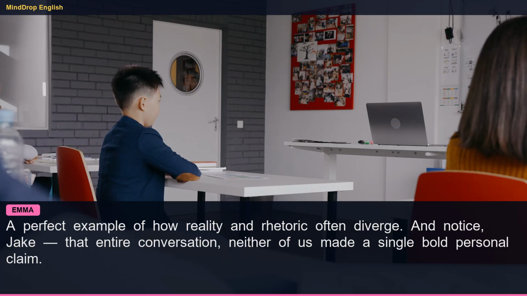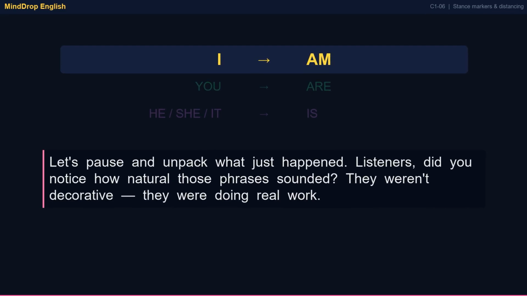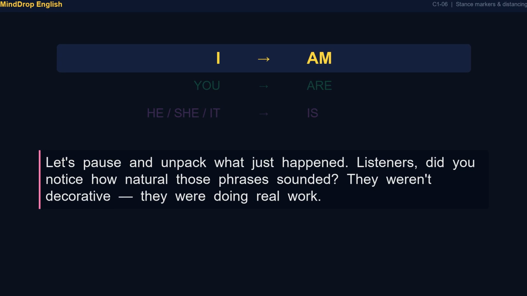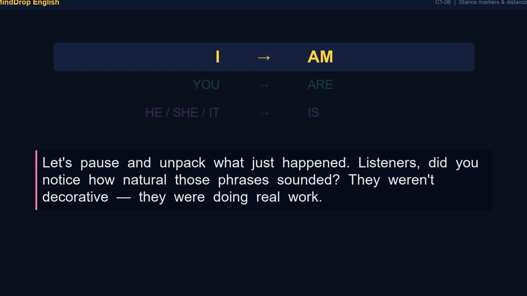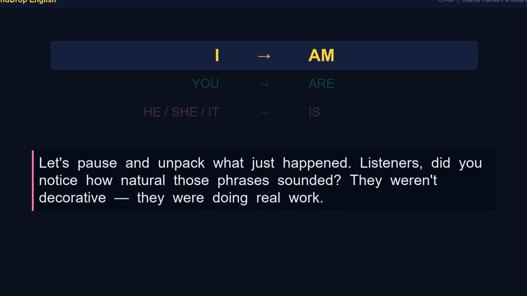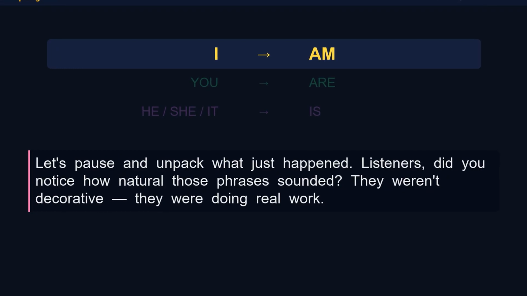And notice, Jake, that entire conversation, neither of us made a single bold personal claim. Exactly. We discussed strong opinions, controversial findings, even criticized companies, but every claim was carefully framed. Let's pause and unpack what just happened. Listeners, did you notice how natural those phrases sounded? They weren't decorative, they were doing real work.